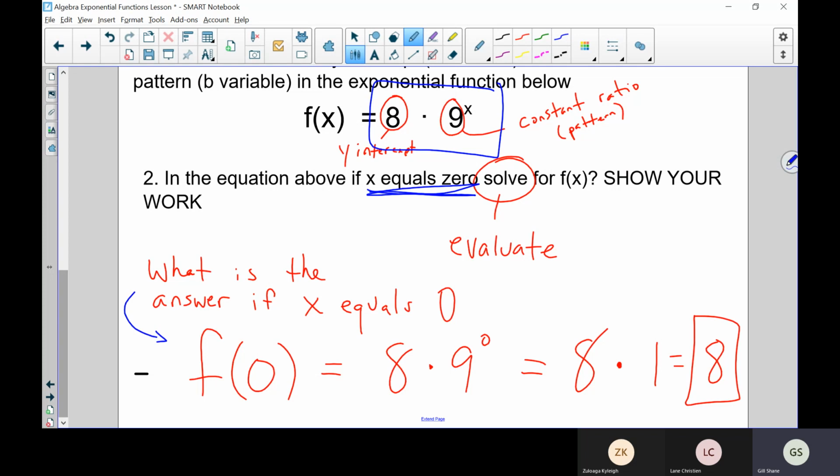If this is 1, I still have to multiply that 1 times the 8, so I get a final answer of 8. This is what evaluating or solving when x equals a number means. You just plug the number in for x and then you do the math. Hopefully you can do the math.